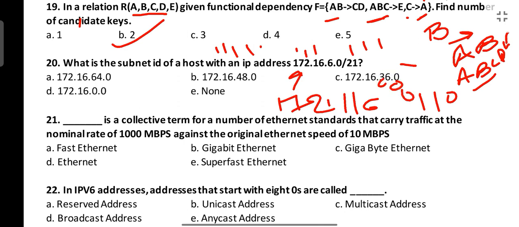It is 21, so we have 5 ones here, and the last 3 will be 0. When we AND, these 0 0 0 0 0 and 5 ones will become 0, and here 1 1 0 0 0 will also become 0. So it will become 172.16.0.0. So the answer is D. A very simple method is: whatever is given here, just note down that number of ones and do an AND. That's it.